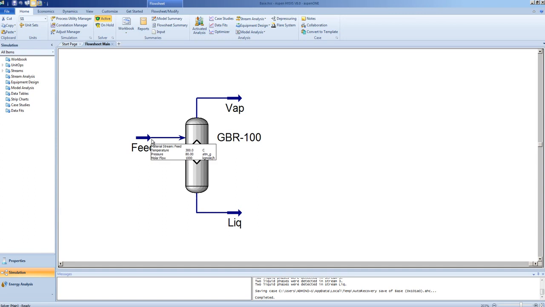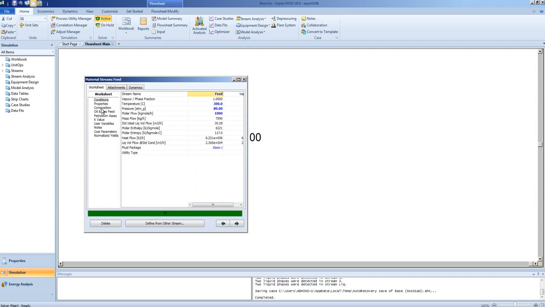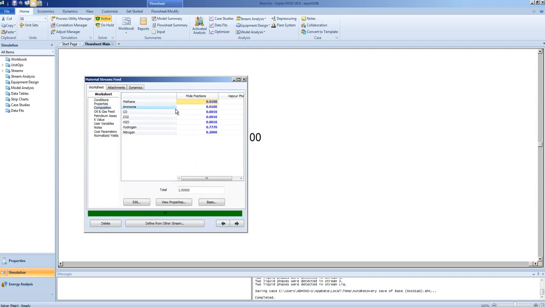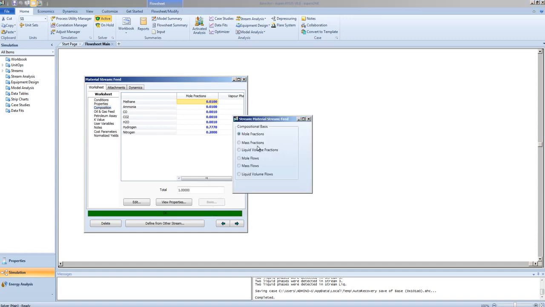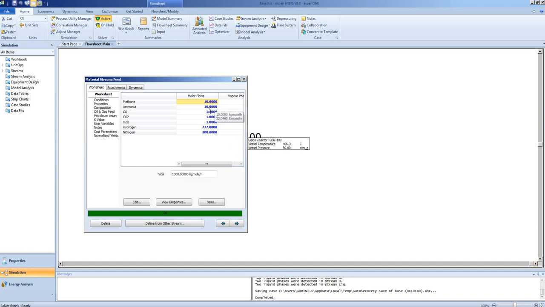Okay, how can we know what reactions took place? Well, what we can do is come into the composition of the feed and look at it on a molar flow basis. Here we can see that there were only 10 moles of ammonia entering into this reactor, 10 moles of methane, 1 mole of the carbon monoxide, carbon dioxide, and water.